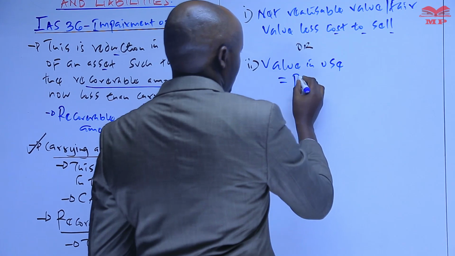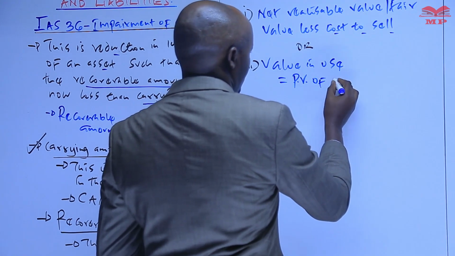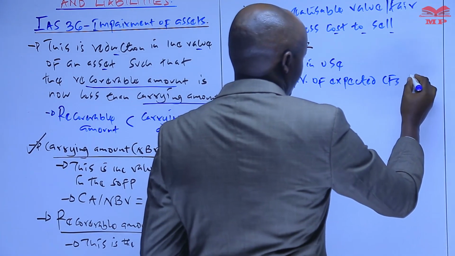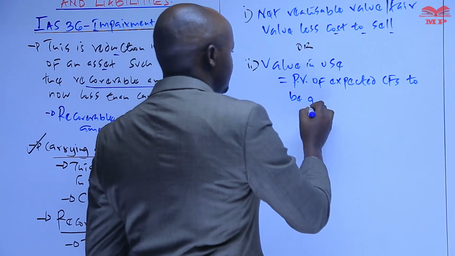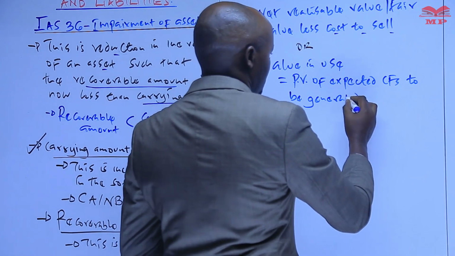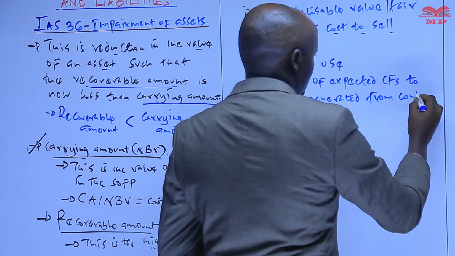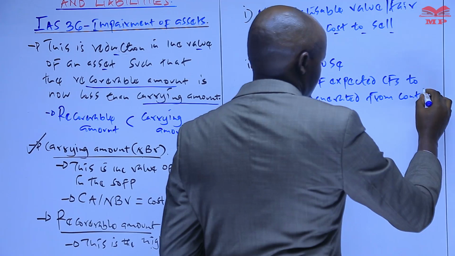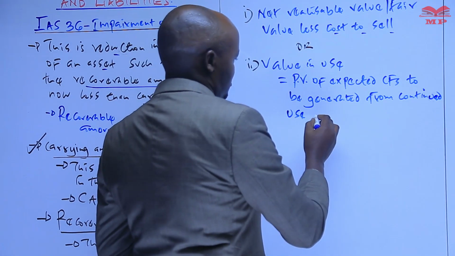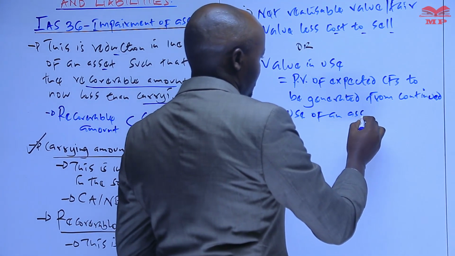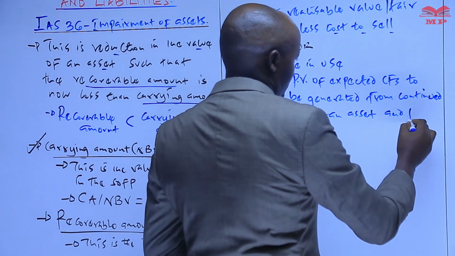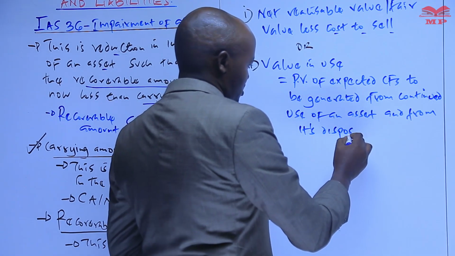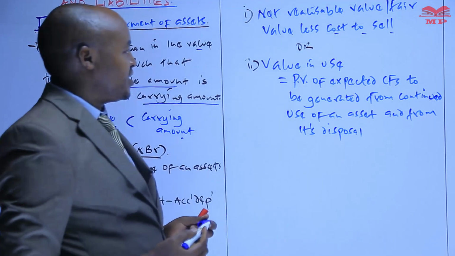In this case, when we talk about the value in use of an asset, this is the present value of the expected cash flows to be generated from continued use of the asset, and from its disposal. So that's how we determine the value in use.